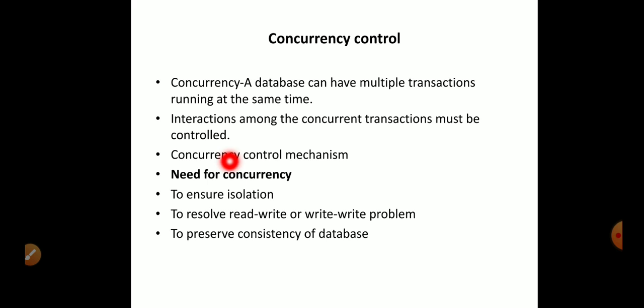Next one is need for concurrency. Concurrency control is needed to ensure isolation, to resolve read-write or write-write problems, and to preserve the consistency of a database.